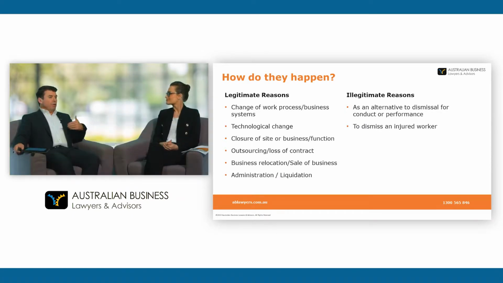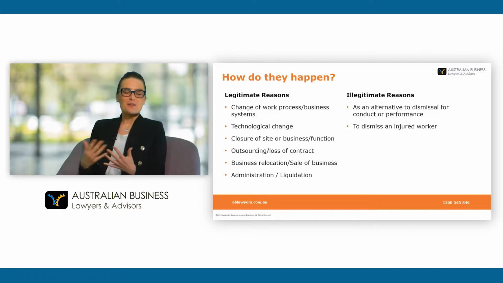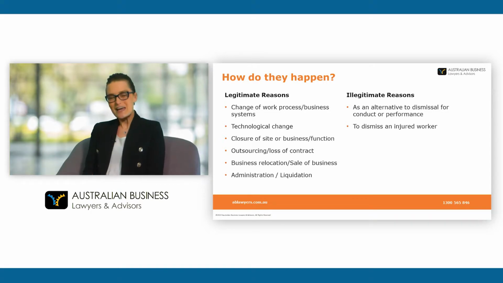I think you and I both think it's pretty easy to build a business case for a redundancy. But there are those illegitimate reasons that we come across from time to time. So let's hear about that. What we're sometimes asked is, there may be a problematic employee and we'll be asked, can't we just make that person's role redundant? And usually the first question that we'll then say to the employer is, well, do you still need that role to be performed?